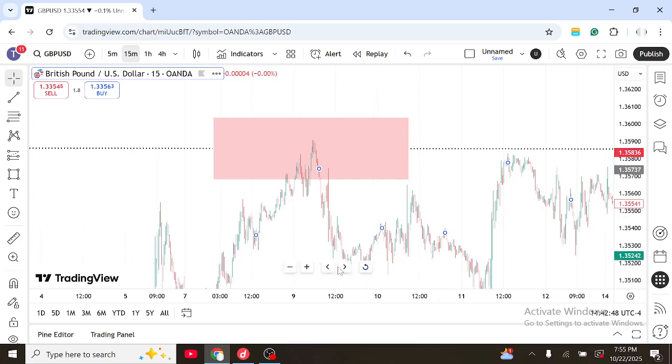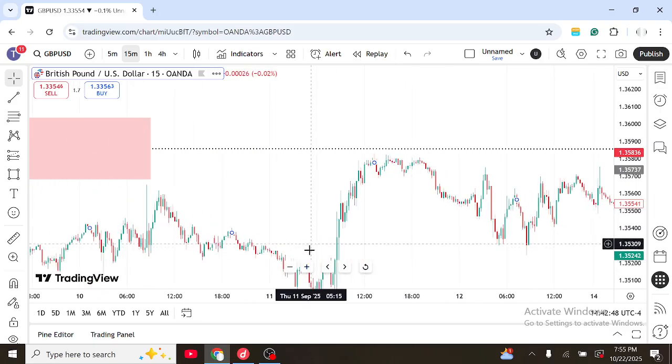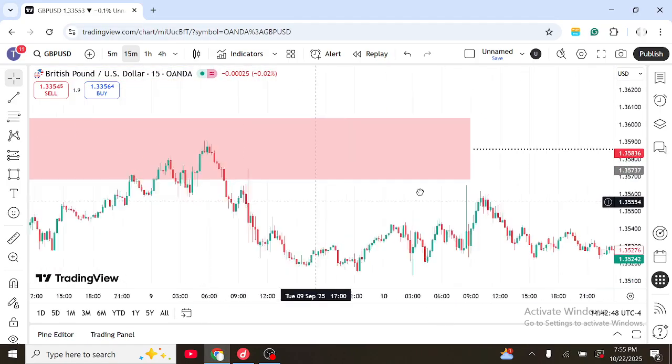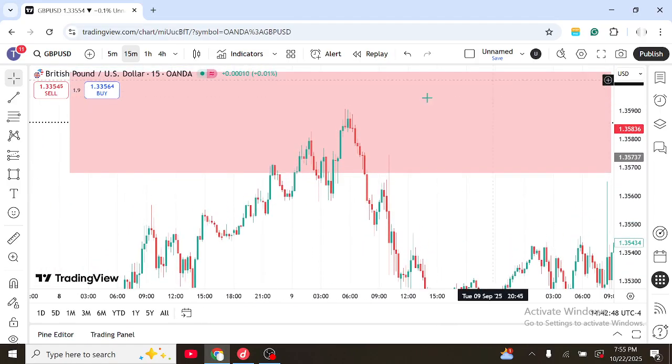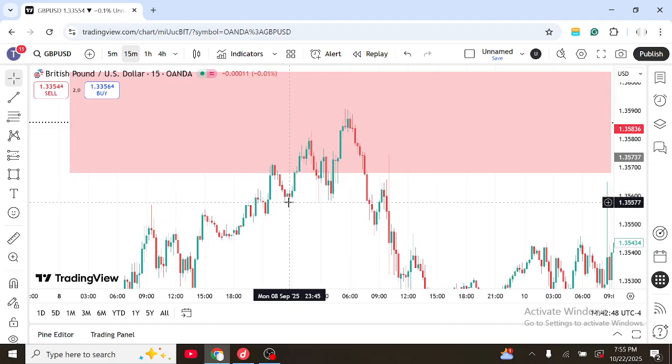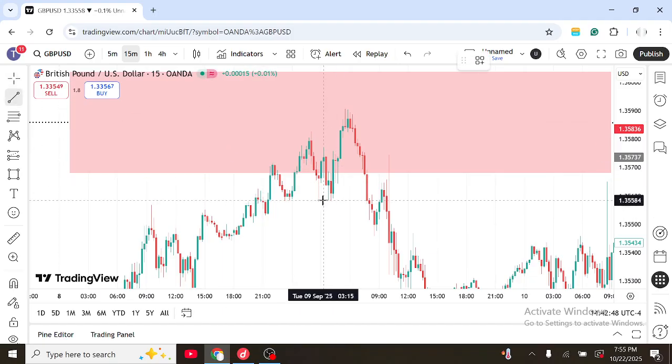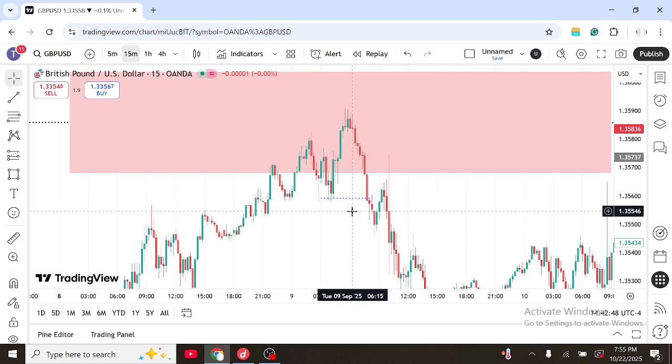So let's look for how price behaves. We are looking for a sell from that region. So this is our POI. This broke structure, this broke structure. So this is our change of character now.